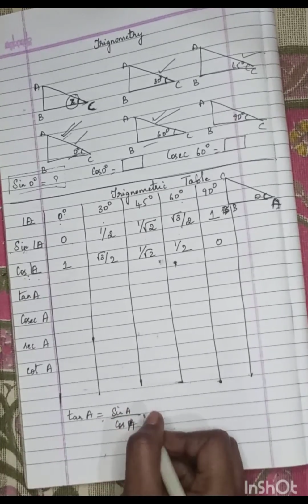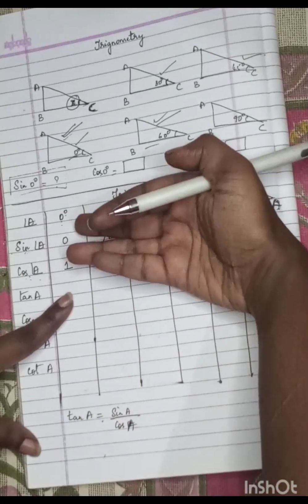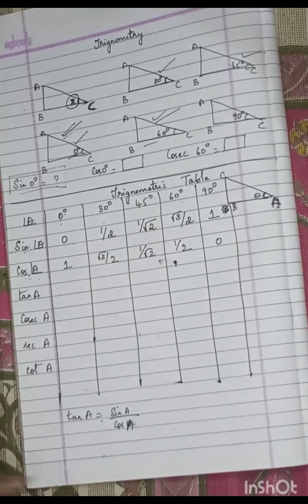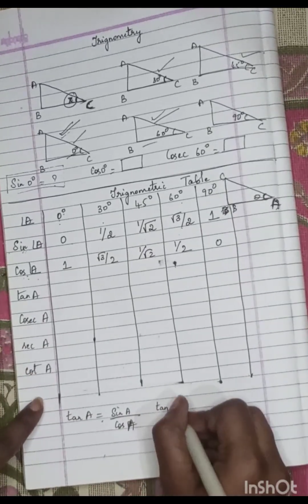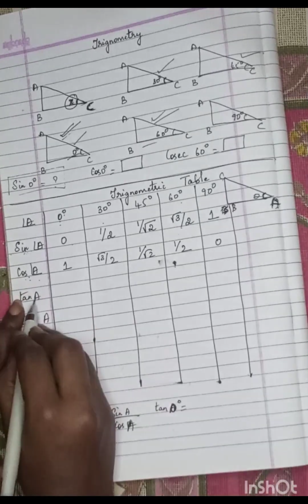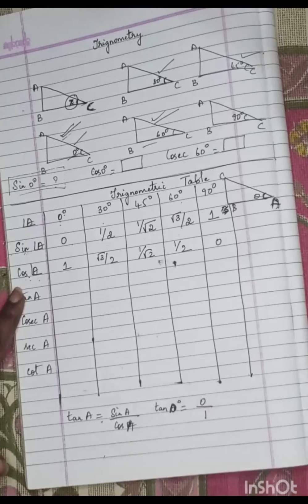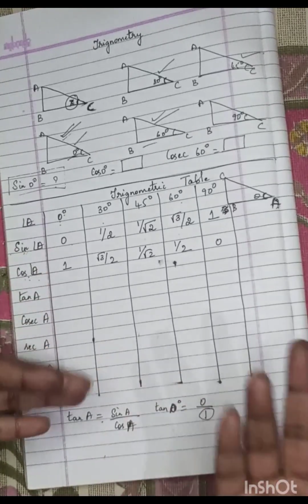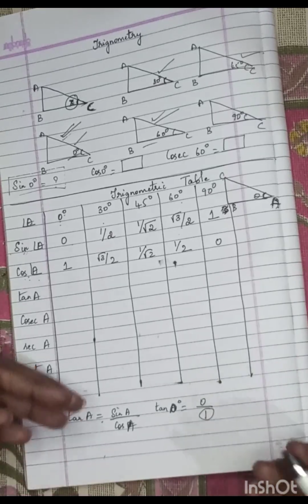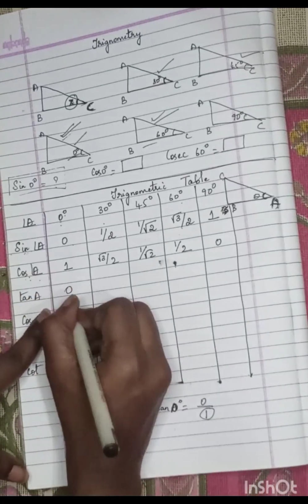Sin theta by cos theta. So, now here also sin by cos values will give you tan. For example, now tan A. Let us find out tan 0 degree. Tan 0 degree will be sin by cos, that is 0 by 1, correct? In the denominator, whether you write 1 or you don't write it, it does not matter. So, tan 0 degree is 0.